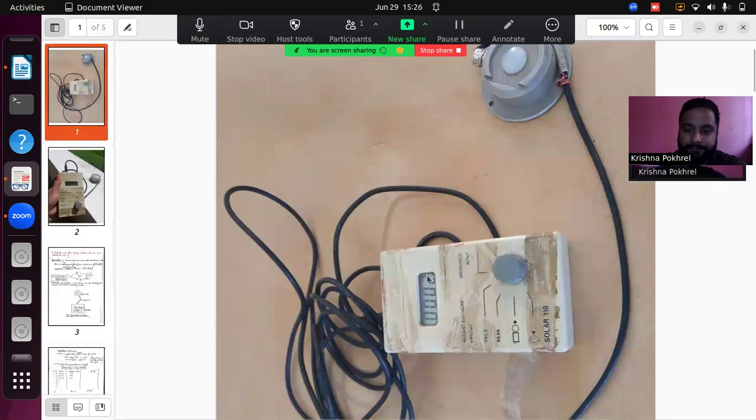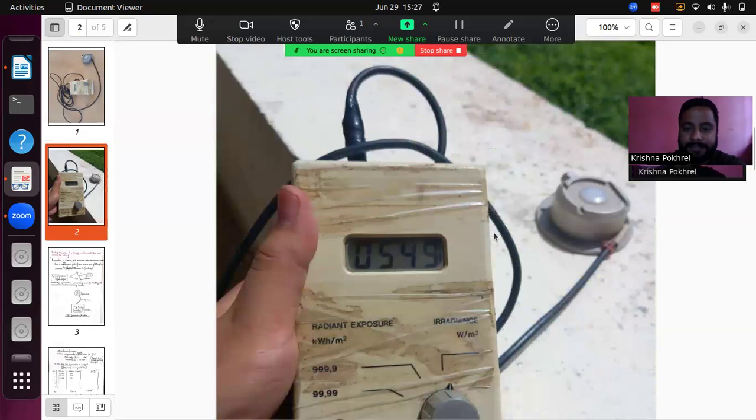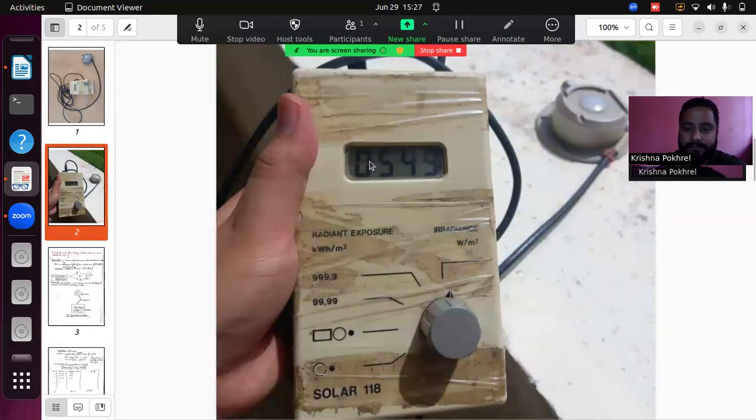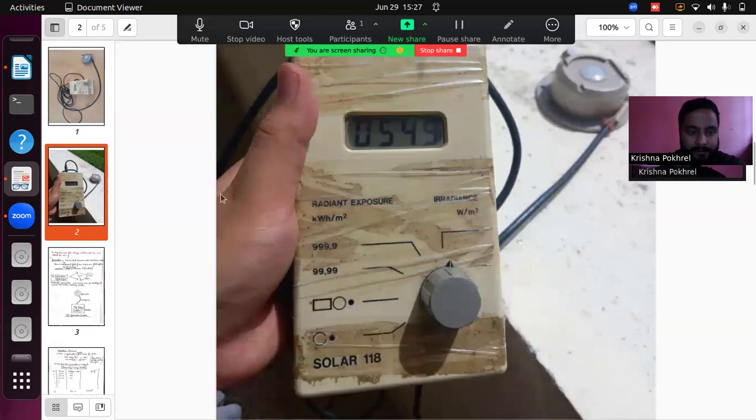This is a pyranometer. It consists of this measuring device and a counter to measure the data. We'll set up this counter to watt per meter square, and we'll keep this in direct sunlight. Whenever we keep it in direct sunlight, we can get some value. The value is shown over here. So this is the working mechanism of a pyranometer.